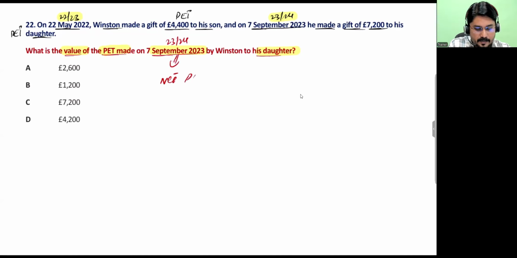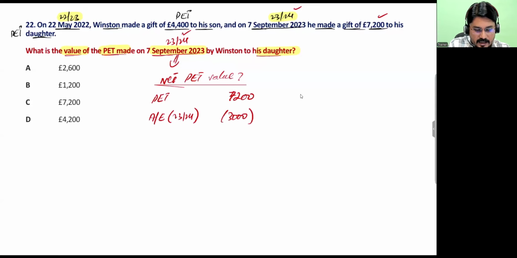We must remember the net PET value concept and how we can calculate net PET value by deducting the annual exemptions, right? This PET transferred in this fiscal year has a value of 7,200. When it comes to taking the annual exemption, the current year annual exemption is deducted at first priority. It's the first transfer in this year, so we are deducting the annual exemption of 23-24. Whereas the previous year annual exemption can also be deducted if it's available. So we have to check whether it's available or not.